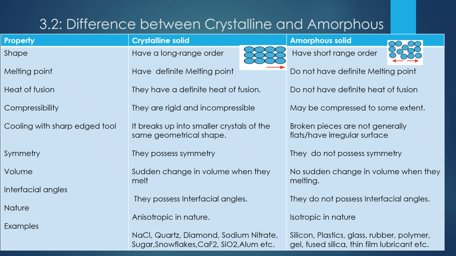The examples of crystalline solids are NaCl, quartz, diamond, sodium nitrate, sugar, snowflakes, calcium fluoride, SiO2, alum, etc. The examples of amorphous solids are silicon, plastic, glass, rubber, polymer, gel, fused silica, thin film lubricants, etc.